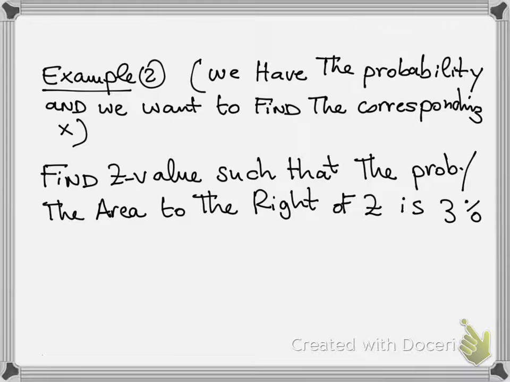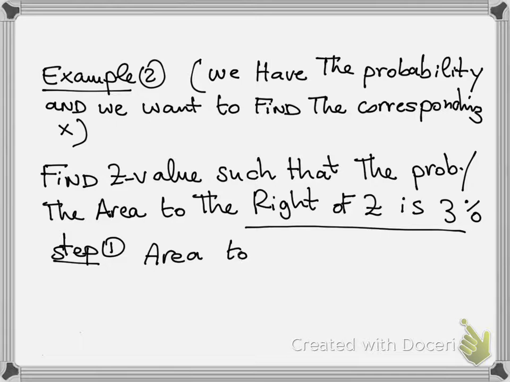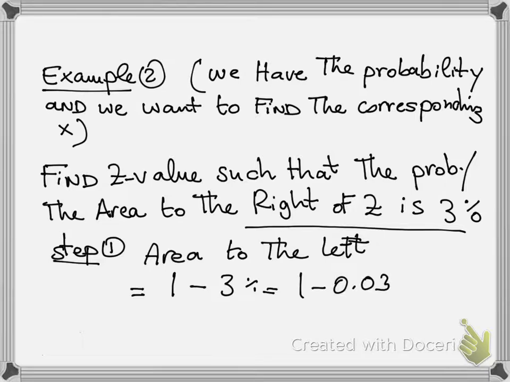Well, so probability to the right of z. Step 1, you want to use the table, but the table gives you the area to the left. Here we know that the area to the right of z is 3%. So what's the area to the left? That will be equal to 1 minus the area to the right. So 1 minus 3%, or 1 minus 0.03. So that will be 0.97, or 97%.